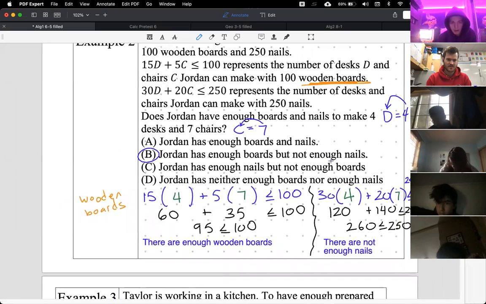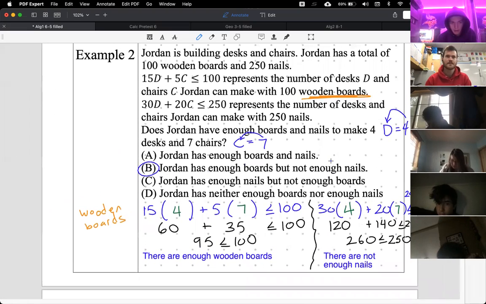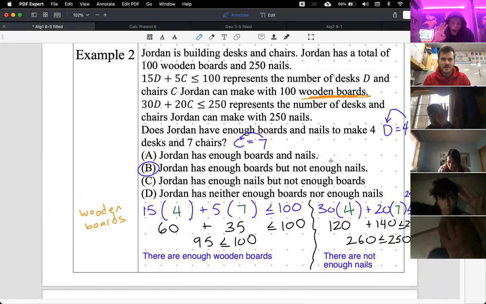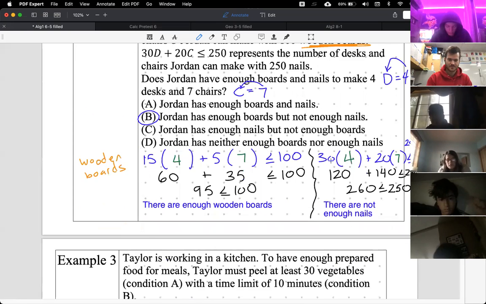Give me a fist of 5 on this second example that we did. I'm seeing 4s from everyone. I can't really see. I'm like, can I see about 3? 3, okay. Does anyone have any questions that I can help clarify anything? No, okay, let's go on to example number 3.